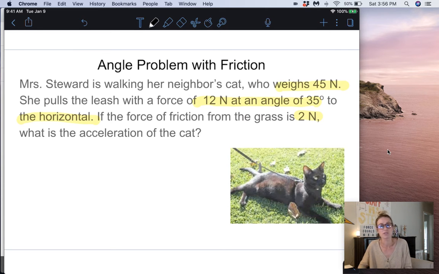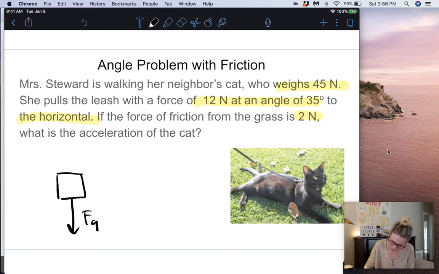So first and foremost, we need to draw a free body diagram. So I have my cat right here. Isn't that a beautiful cat? Yes, I know it is. This cat weighs 45 newtons, and that is the force of gravity of that cat. Okay, so force of gravity is 45 newtons. That is the weight of the cat as well. I pull on the leash with a force of 12 newtons at an angle of 35 degrees to the horizontal. So that means that my force is upwards.